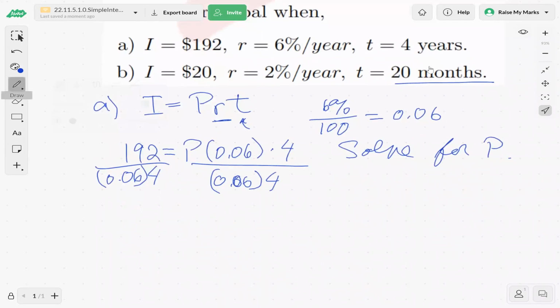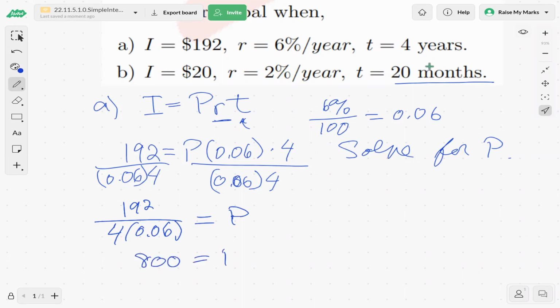On the left-hand side, we have 192 divided by 4 times 0.06, and this equals our principal amount. So let's do that and see what we get. 192 divided by 4 divided by 0.06. Our principal amount was $800. That means we started with $800, and over 4 years it earned another 192. That's not bad. Okay, great.